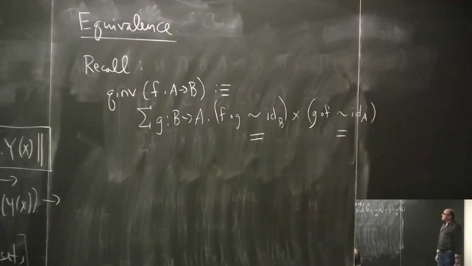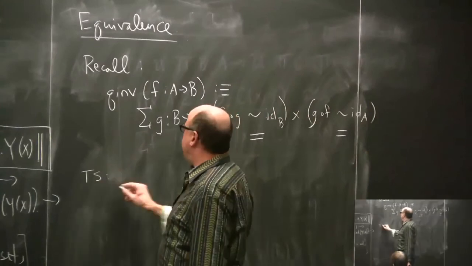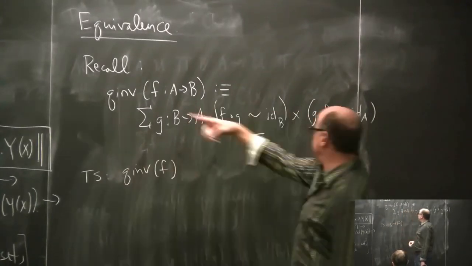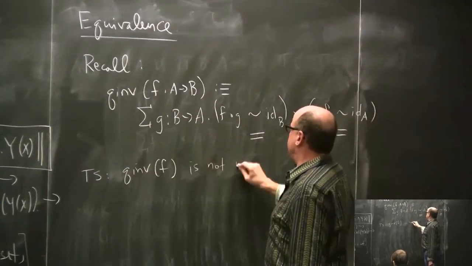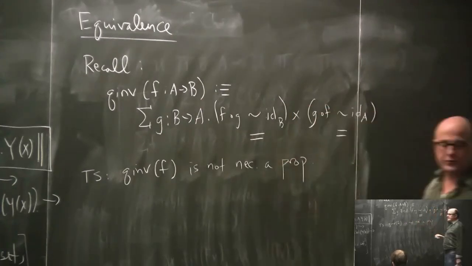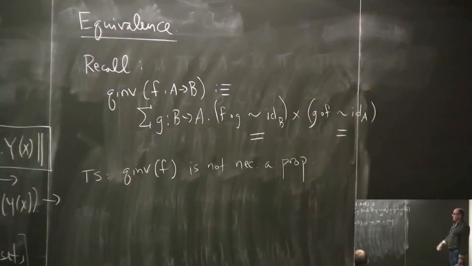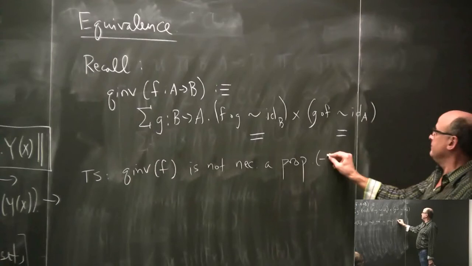So the thing that is developed in the book, and I'll sketch it for you here, is that we're going to show that the property, or the type, quasi-inverse of f, which is defined by this, is not necessarily a proposition in the technical sense of the meaning of proposition. Of course, it's a type, so it's a proposition in the loose sense, but it's not necessarily a prop in the sense of being a -1 type.